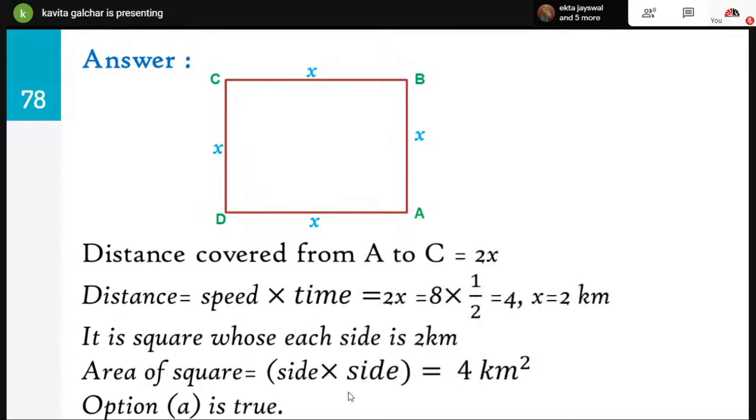Distance covered from A to C: when he moves from A to C, the total distance covered is 2x. Distance is speed into time. Speed is given as 8 and the time is given as 1 by 2 hours. Therefore, you will get the value of x, that is 2 km. It means x is the distance between the two points, that is AB, BC, CD, and DA. This represents the side of the square, and the length of the side I am getting here is 2. The area of the square is given by side into side. Therefore, multiplying 2 into 2, I am getting 4 km square. Therefore, option A is true.